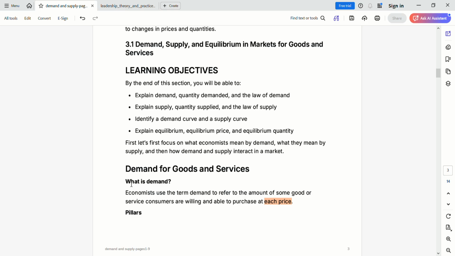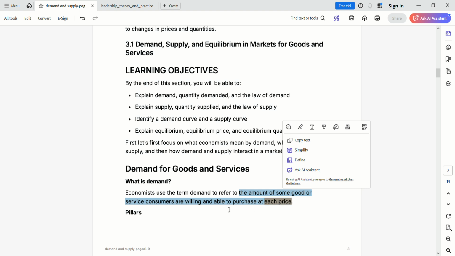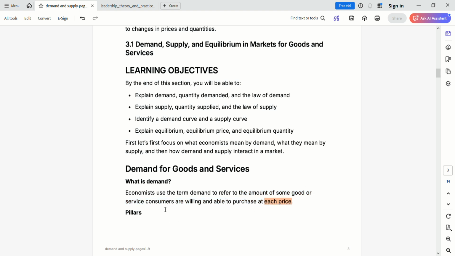First of all, we define what is demand. As you know, economists take the demand term as different from the other. It has a specific definition in economics. The definition is the amount of some good or services consumers are willing and able to purchase at each price.